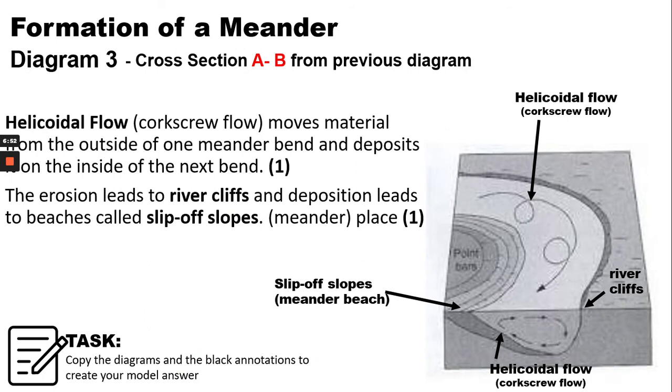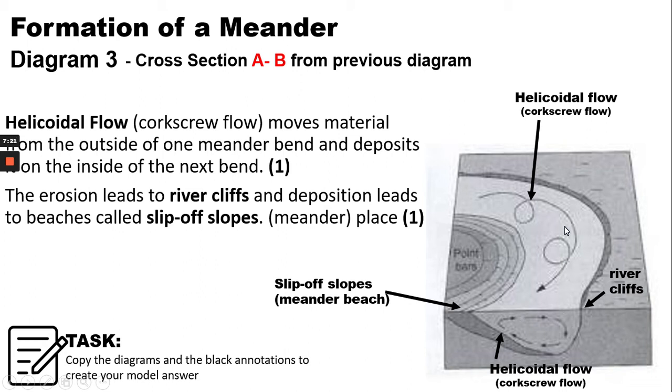So diagram 3, this is what we call helicoidal flow. You'll have heard about that in the videos you saw earlier on as well. If you imagine a line of water, the fastest water is going to go around the outside of the bend, through this section here. But as it does so, it doesn't move in a straight line. It curves around the bend, but it doesn't move in a line, it moves in a corkscrew sort of manner.